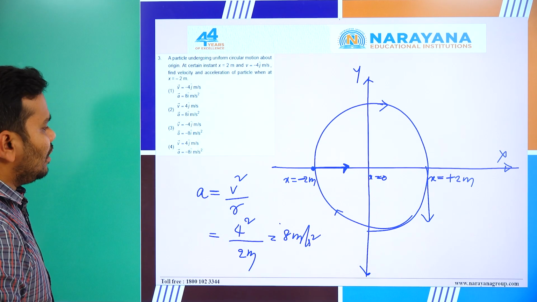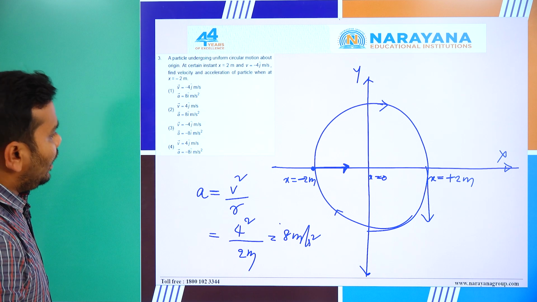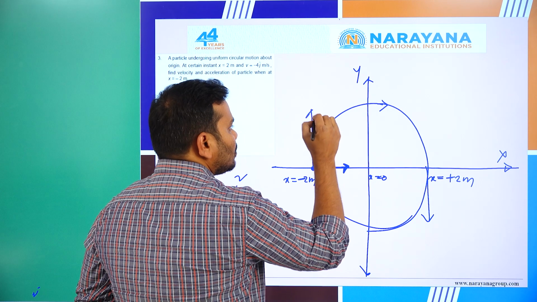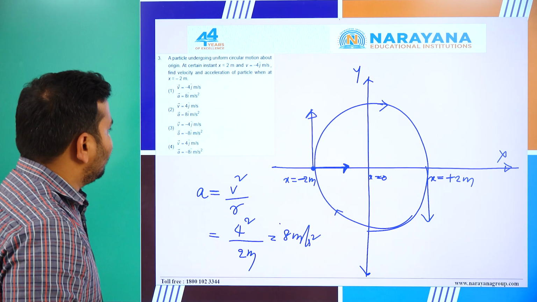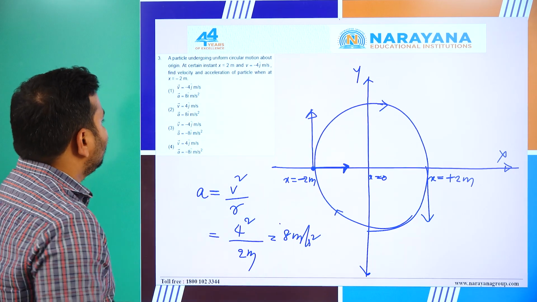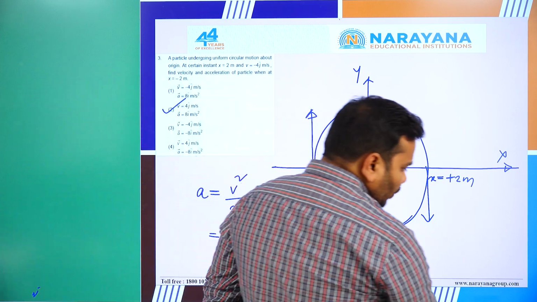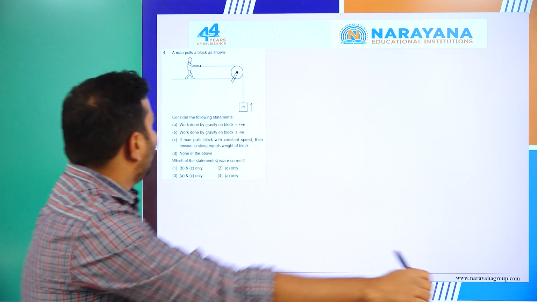So the acceleration is equal to 8 i cap, and the velocity at that location is along the positive y axis, so the velocity is 4 j cap. So the second option is the correct option. We will go for the next question.